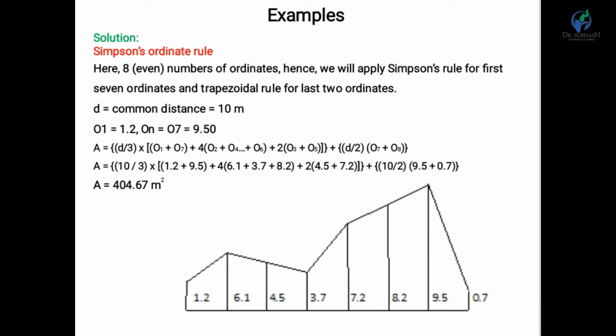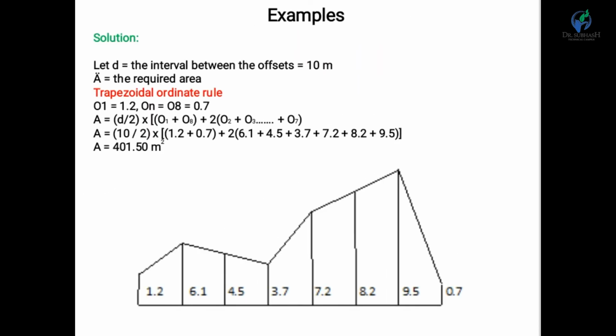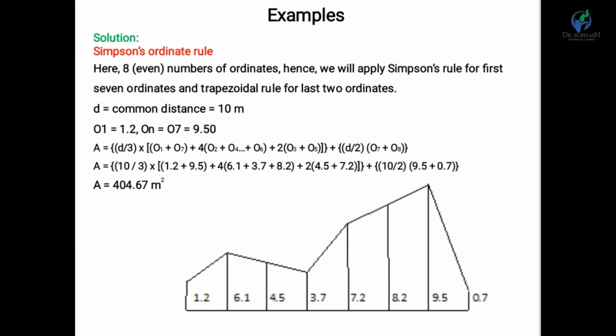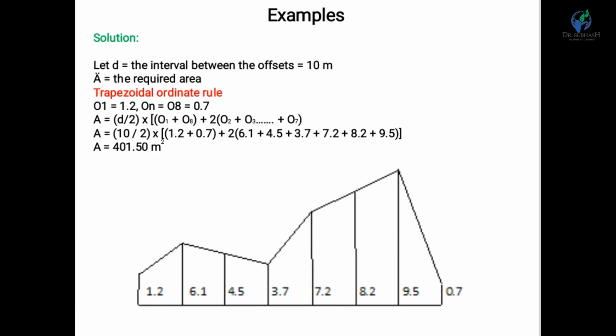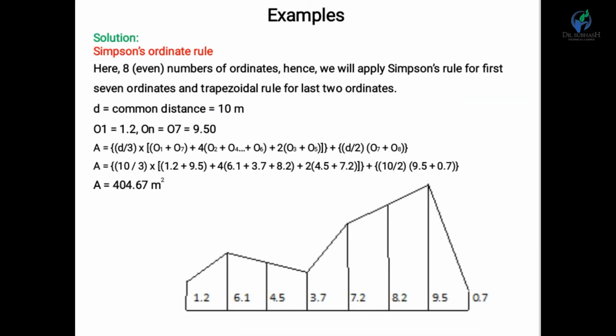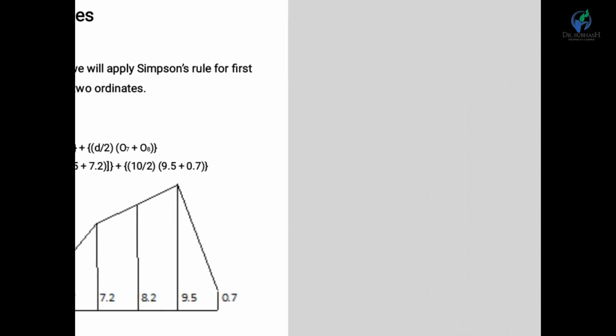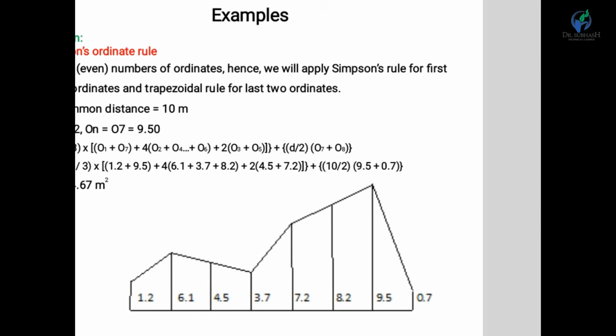Now, as per the Simpson rule, we put the data into the Simpson rule formula and we get an area of 404.67 square meters. So that gives a greater result compared to the trapezoidal rule. So it gives the more accurate result compared to the trapezoidal rule.